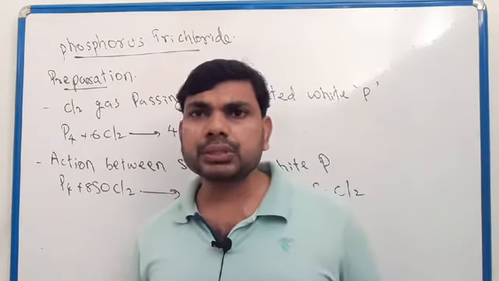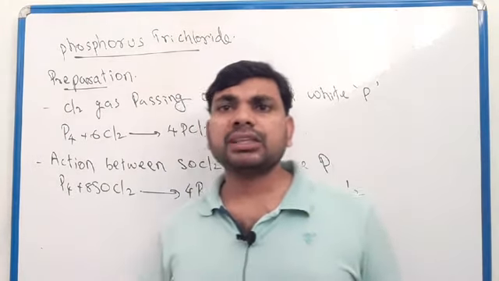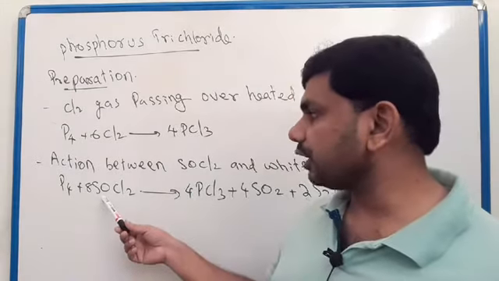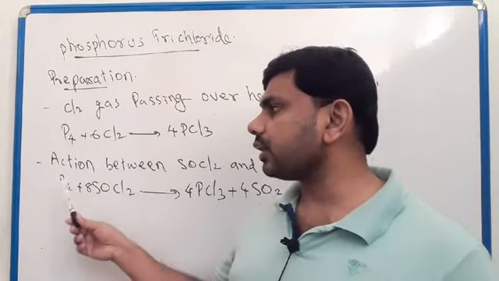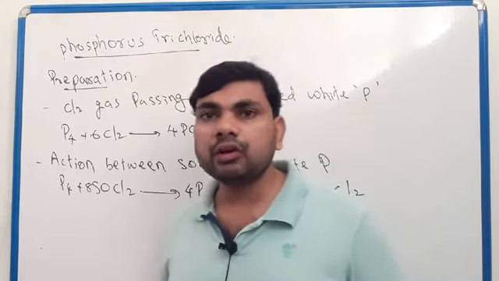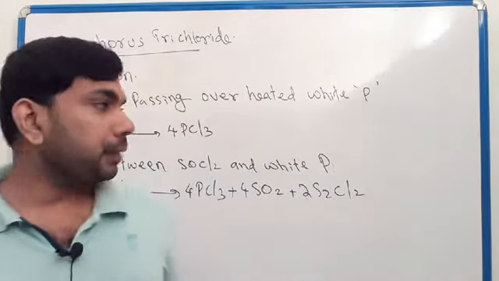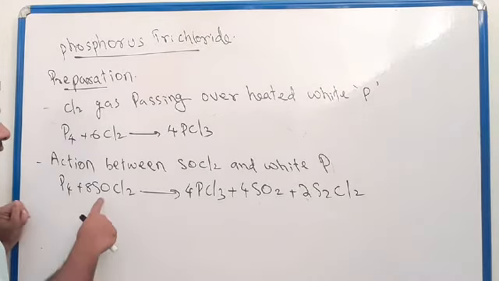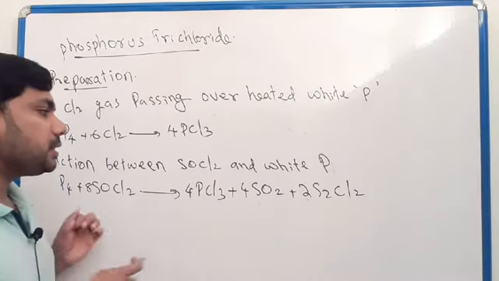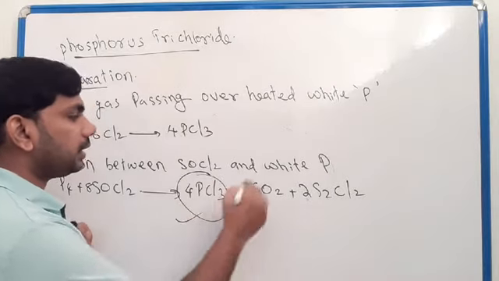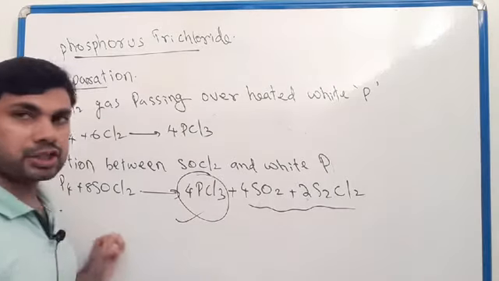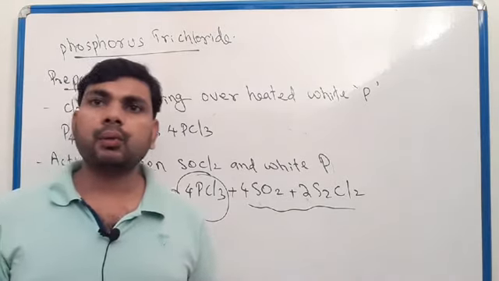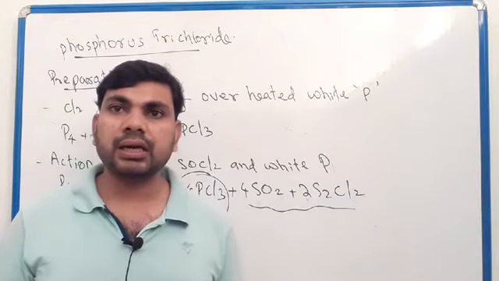Second method to produce PCl3, thionyl chloride, SOCl2. This is thionyl chloride. Thionyl chloride reacted with white phosphorus, we will obtain PCl3. Look here, white phosphorus reacted with SOCl2 produces PCl3, and this will be the side product. So these are the two methods to prepare PCl3, phosphorus trichloride.